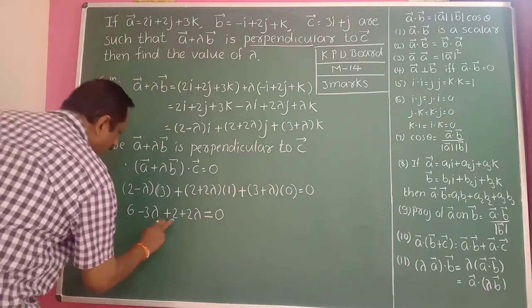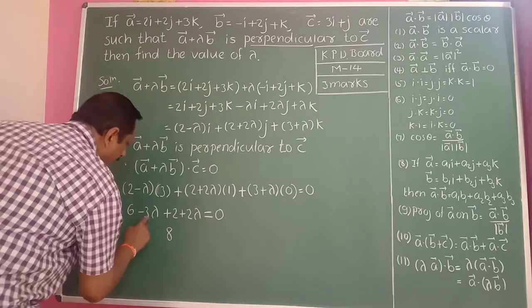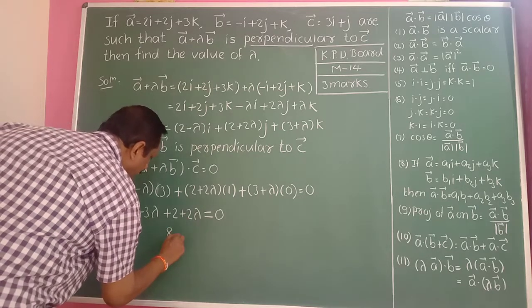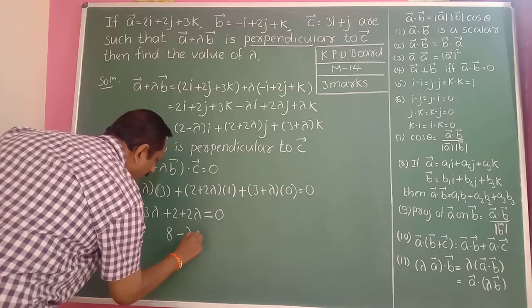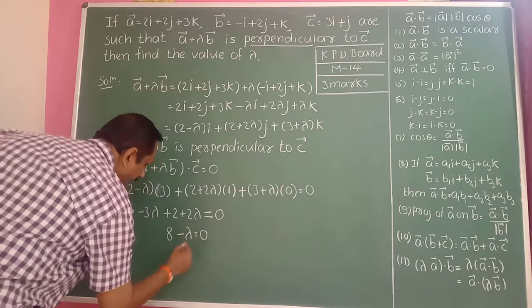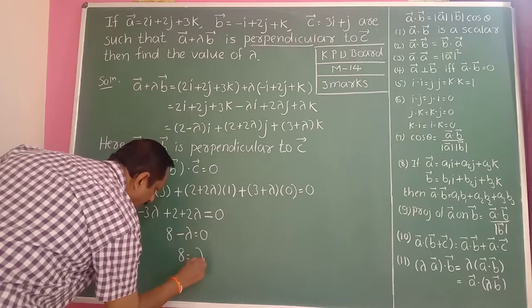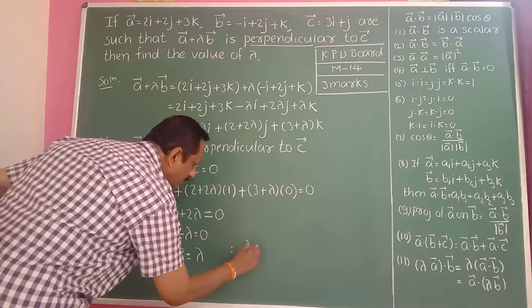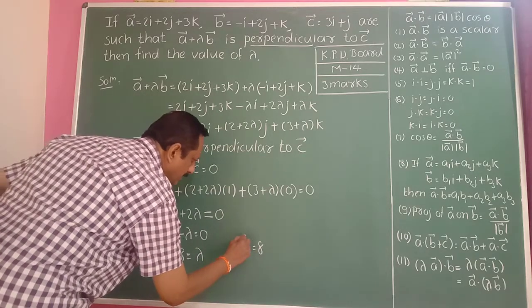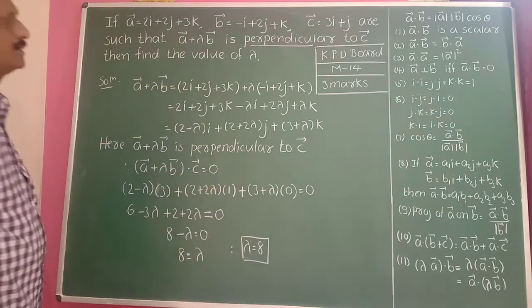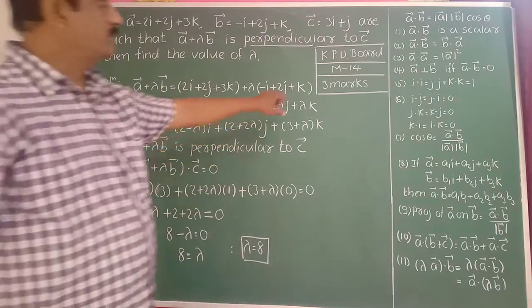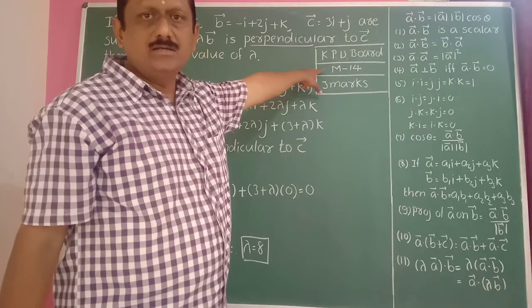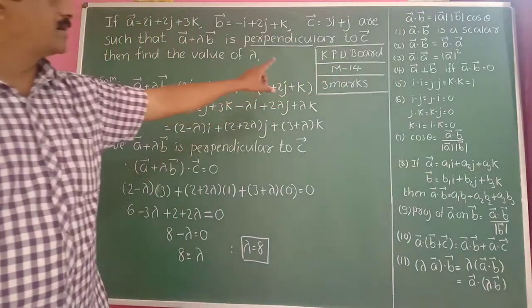Then 6 plus 2 becomes 8 here. Minus 3 lambda plus 2 lambda is minus lambda, is equal to 0. Take minus lambda to the right hand side here. Therefore 8 is equal to lambda here. Therefore the required value of lambda is 8 here. This is the answer here. So this is a 3 marks question asked in the year March 2014 Karnataka PU board.